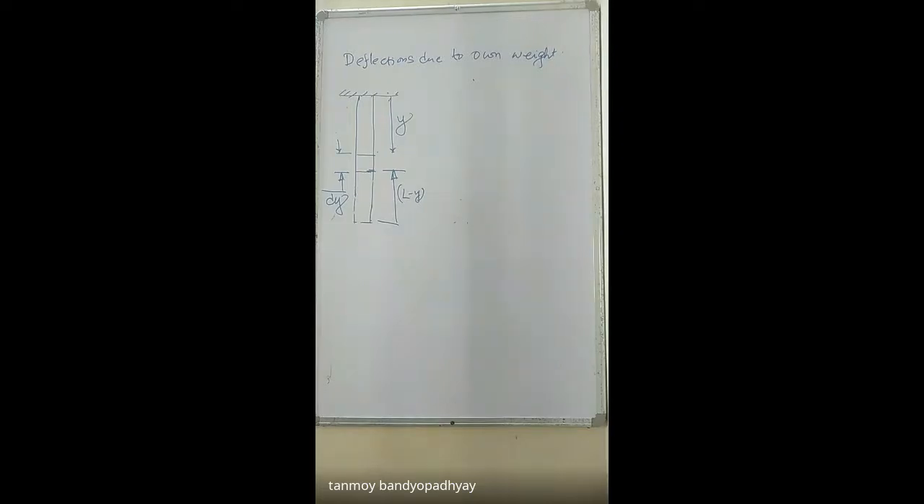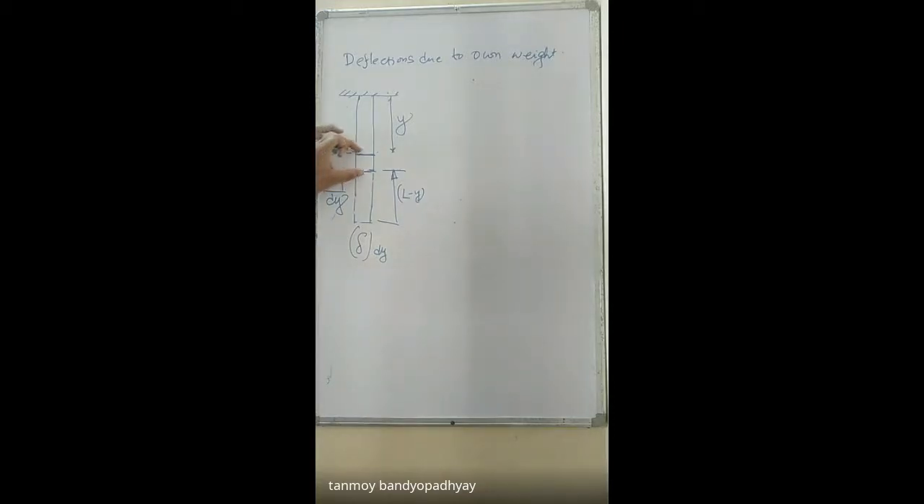So therefore, now we need to calculate the weight. The weight will be only for this portion. If I consider a length dy, what will be the deflection on dy? That I have to calculate. If I can calculate the deflection of dy, then I can integrate it in order to get the total deflection. So I am just considering a length dy of the bar.